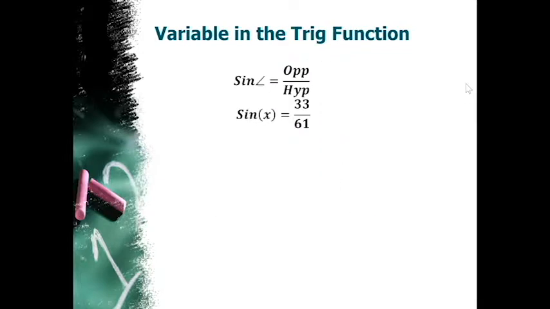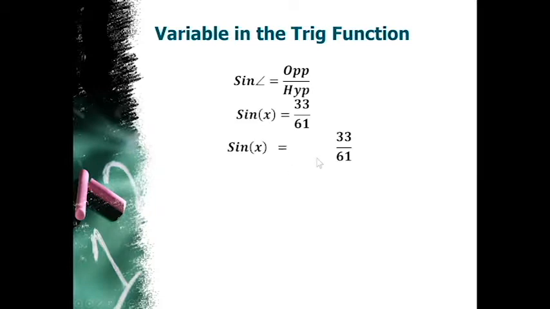Here's our last equation type that you'll run across. This one right here, you can see that we have a missing angle measure. So we got a sine of an angle equals opposite over hypotenuse. And the angle measure that we're looking at here is our variable. That's what we're trying to find. Our opposite leg is at 33. Our hypotenuse has a measure of 61.